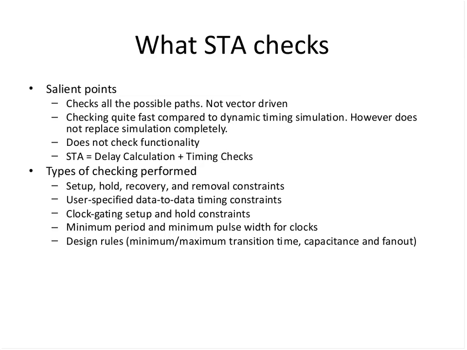STA is comprised of majorly two parts. First part is delay calculation, second part is timing. That means first delays are calculated, then they are checked against the constraints. What are the types of checks that are performed? Setup, hold, recovery, removal, etc. You can also have some sophisticated user defined data to data timing constraints for a few of the interfaces. There are some interfaces where you need to check that one data line arrives no later or no sooner than some timing constraint with respect to some other data signal. You could have these kinds of checks.